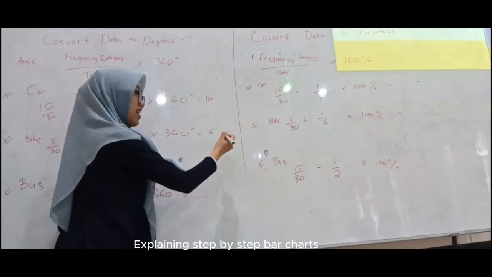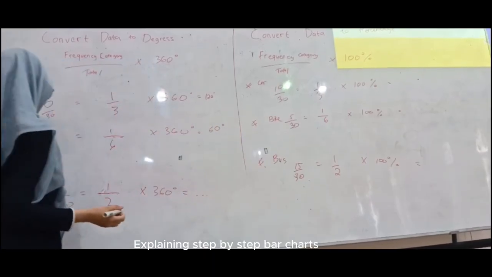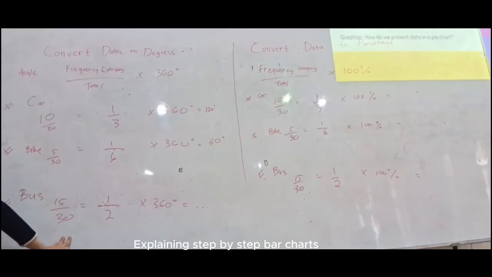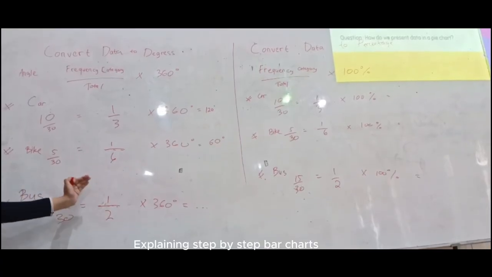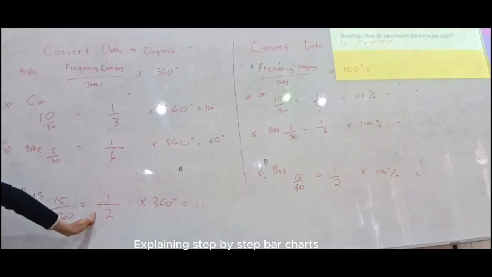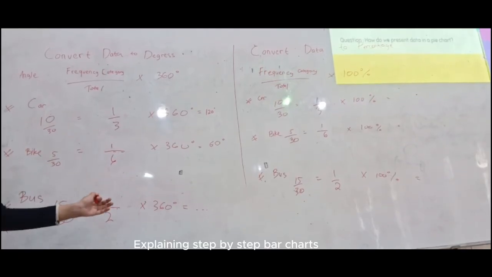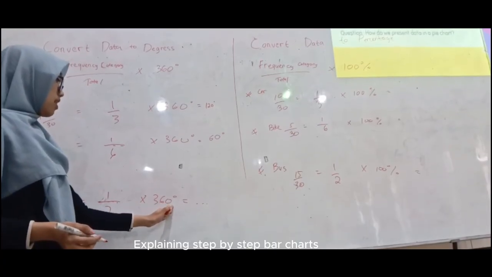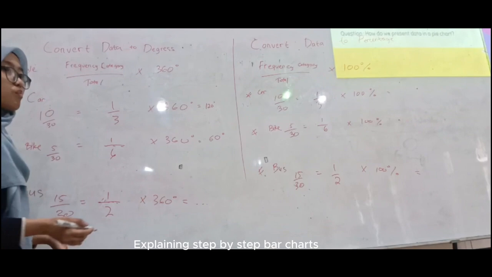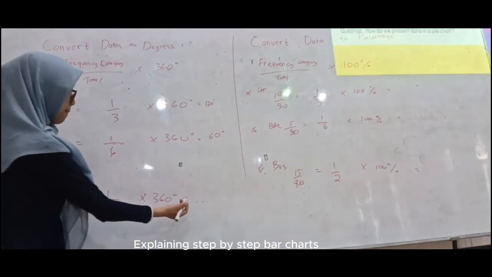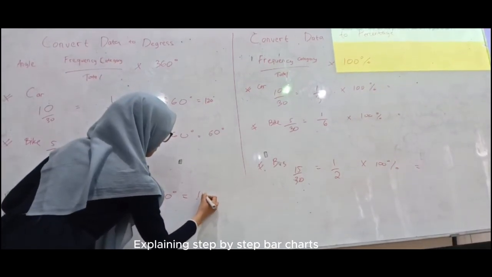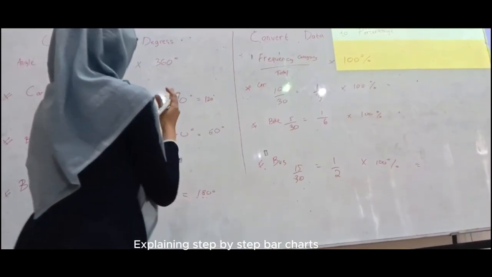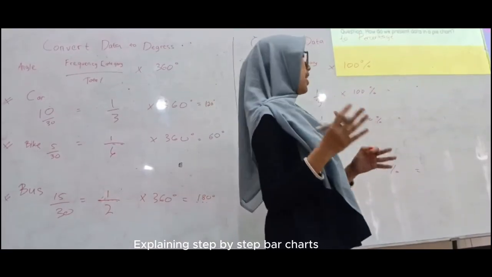60. Okay, good. And 15 over 30, we simplify as 1 half. Oh yeah, a half, right. Times 360 degrees is 180 degrees. Correct. Yes. Okay, step 2, we convert data to percentage.